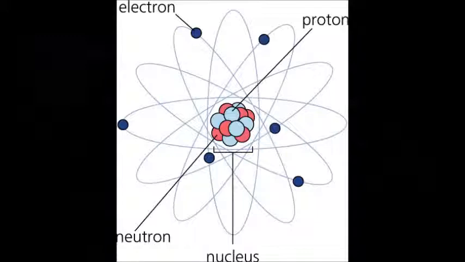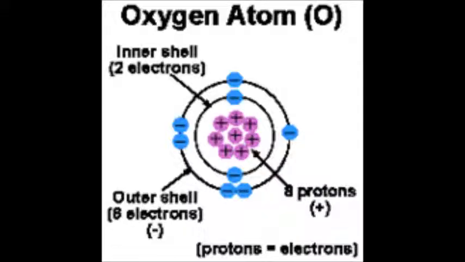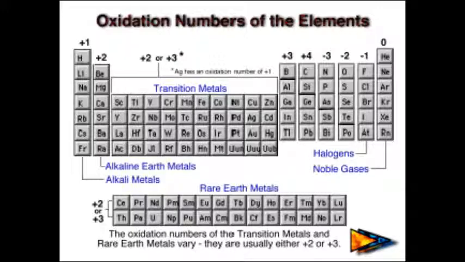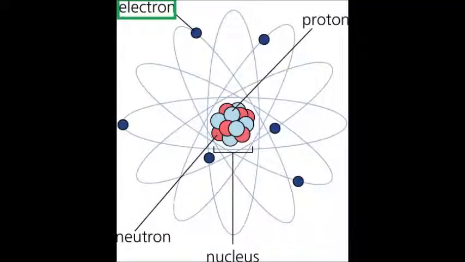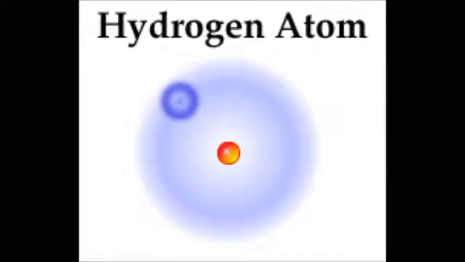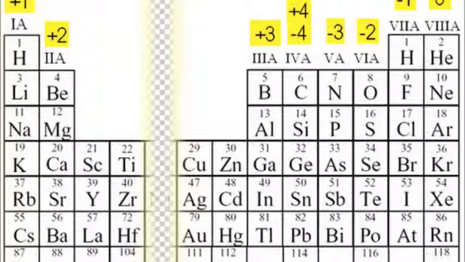Oxidation is a process where a substance loses at least 1 electron, gains at least 1 oxygen atom, loses at least 1 hydrogen atom, and increases its oxidation number. Therefore, logically, reduction is the opposite, where a substance gains at least 1 electron, loses at least 1 oxygen atom, and gains at least 1 hydrogen atom, and therefore decreases its oxidation number.